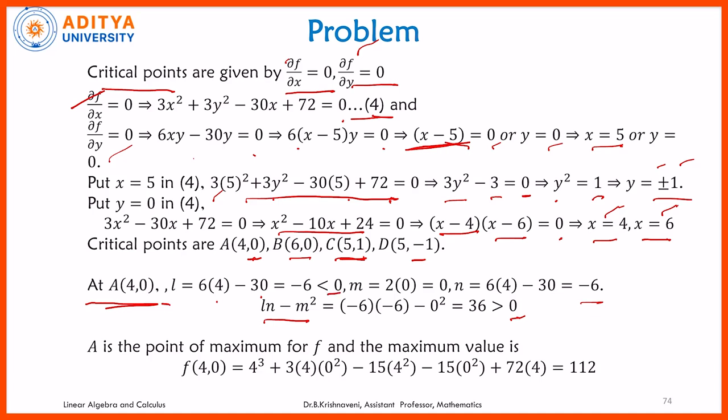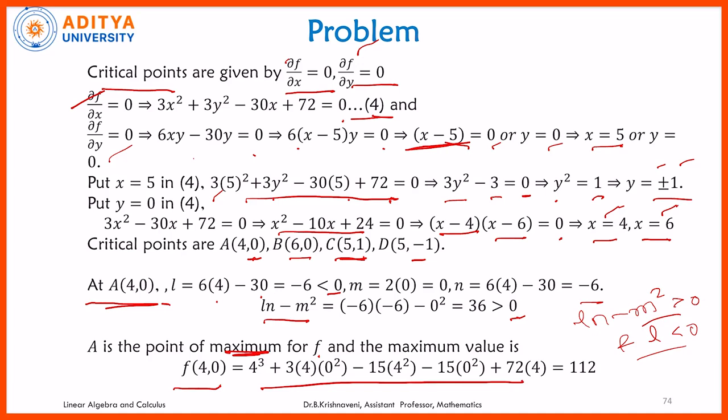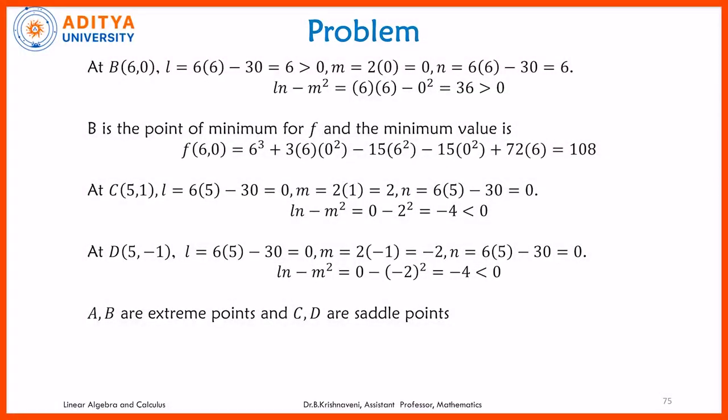Now the condition we got is ln minus m square is greater than 0, and L is less than 0. If ln minus m square is greater than 0 and L is less than 0, obviously what we get is that the function has the maximum value at that point. Therefore, A is the point of maximum for f, and the maximum value is given by f of (4, 0). Substitute the point in the given function. You get the value equal to 112, which is the maximum value of the given function.